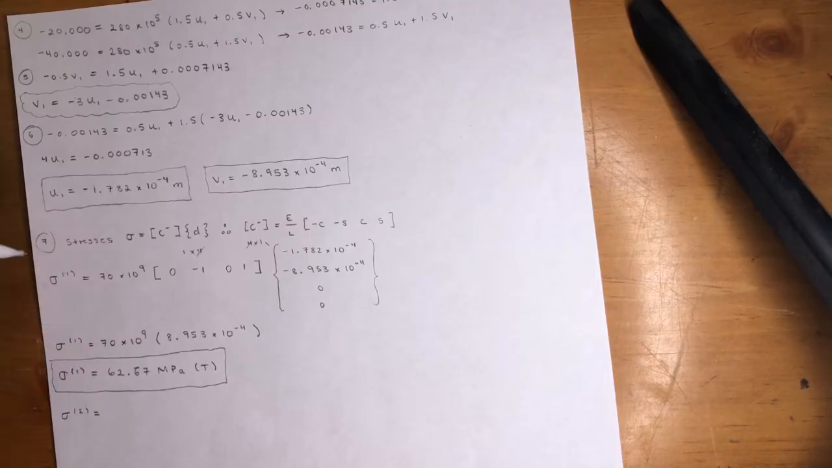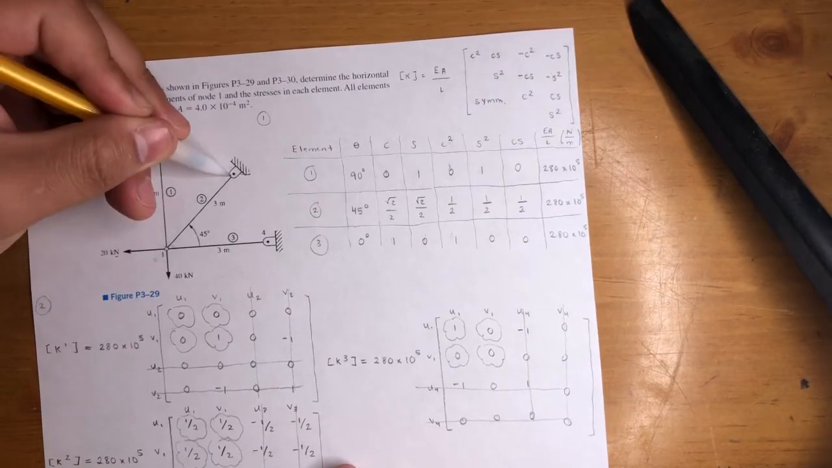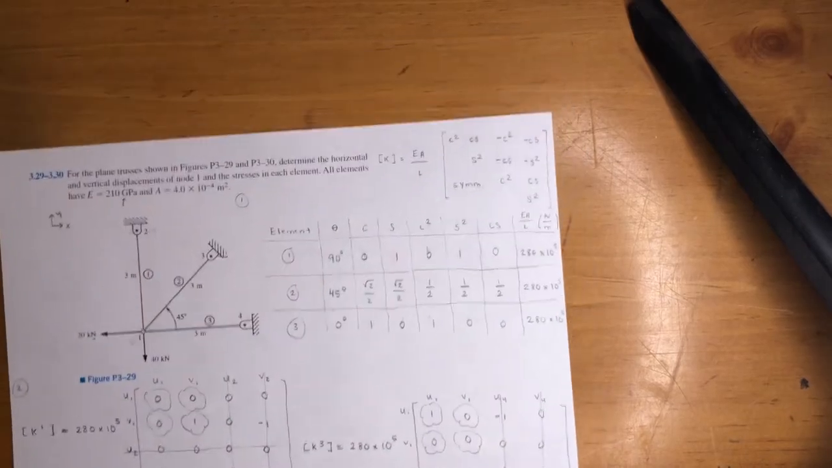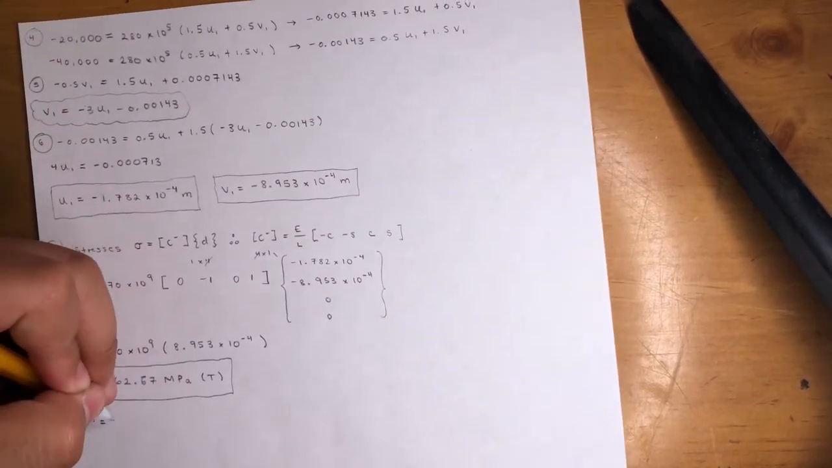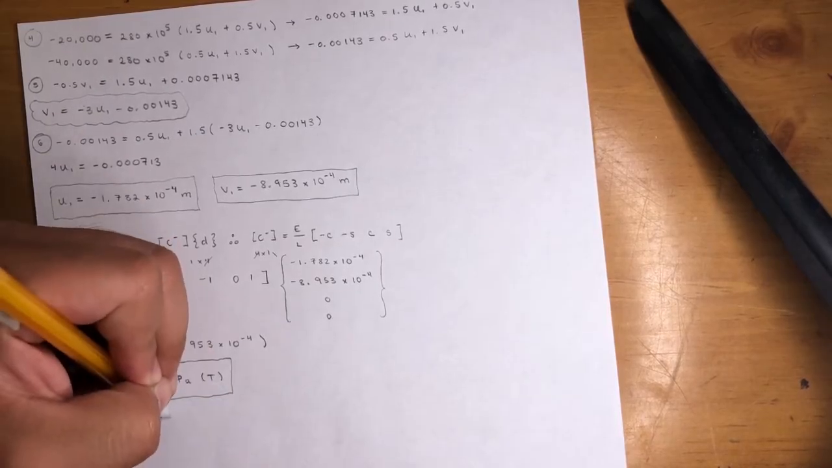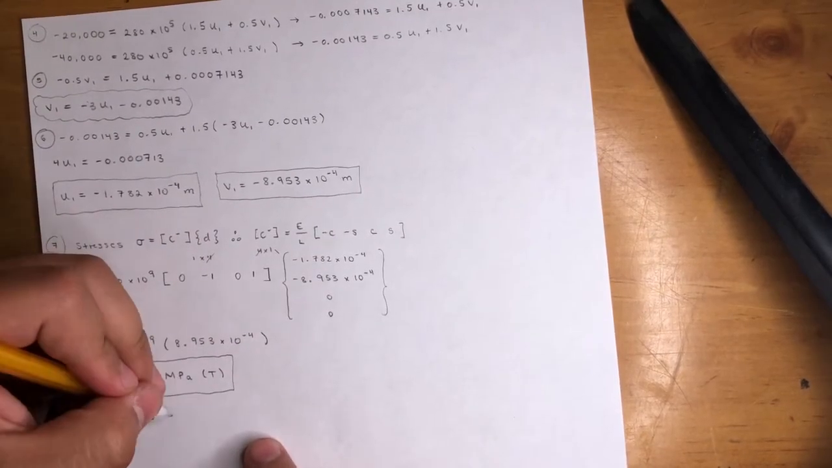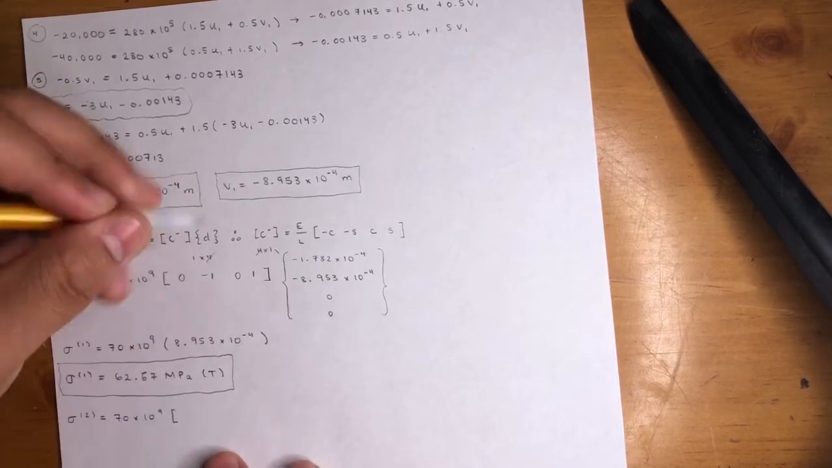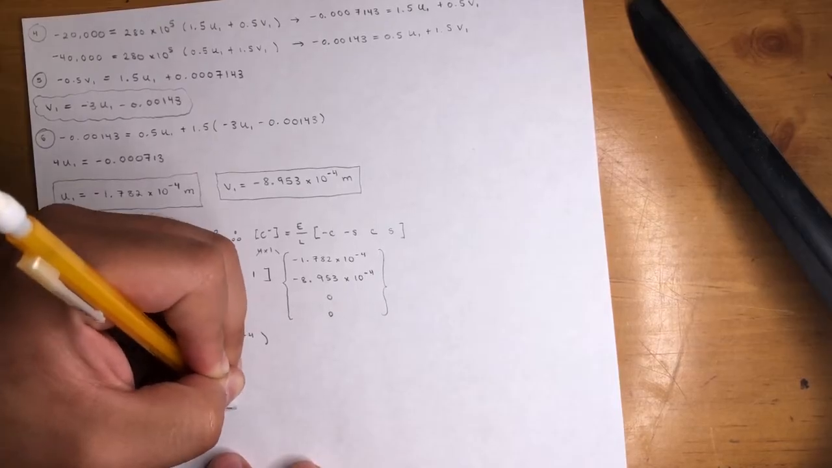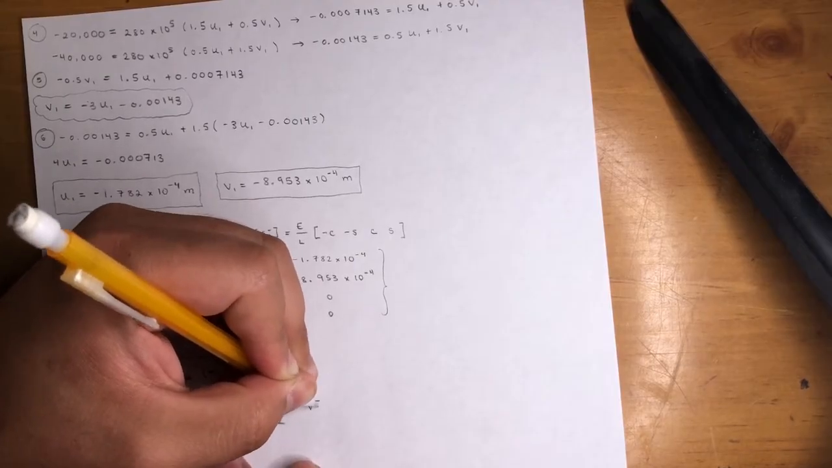Well, not the next step, right? Just the next element. So next element, it's from nodes 1 to 3. And we care about radical 2 over 2 and radical 2 over 2, right? Cosine and sine. So same EA over L, right? All of them share the same one, same length, same modulus of elasticity. This is not parentheses yet. This is still a matrix. So it's going to be negative cosine, negative sine. That was negative radical 2 over 2, negative radical 2 over 2, positive radical 2 over 2, positive radical 2 over 2.